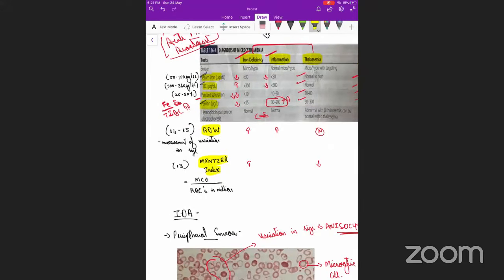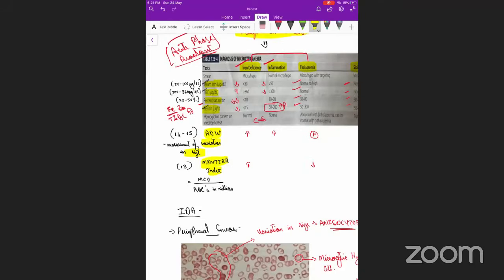Red cell distribution width measures the variation in size. In iron deficiency anemia, red cell distribution width will be higher because there will be variation in the size. Since there is deficiency of iron, few erythrocytes get enough iron and mature properly, while few erythrocytes don't mature. So along with microcytes, there will be some amount of normocytes as well. So the variation will be more in case of iron deficiency anemia. But that is not the case in thalassemia.